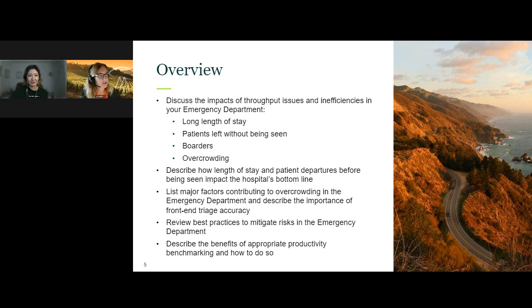So these are some of the things in today's overview that we're going to touch on. We're going to talk about throughput issues. You guys know that. We listed that as one of the topics that we would really talk about. We know that that's plaguing hospitals today. So we're going to really dive into what causes those issues. Long length of stay, patients left without being seen, boarders, overcrowding. All of these things are really plaguing us today.